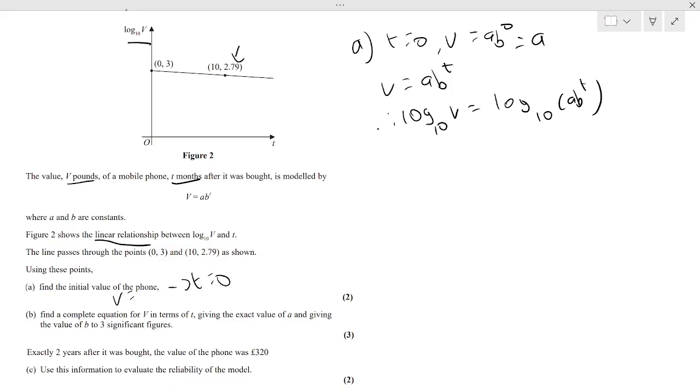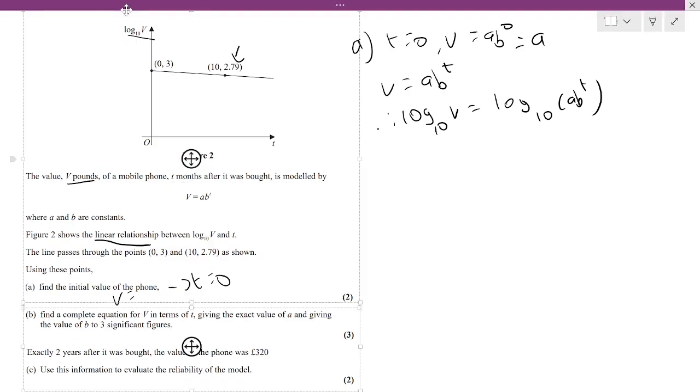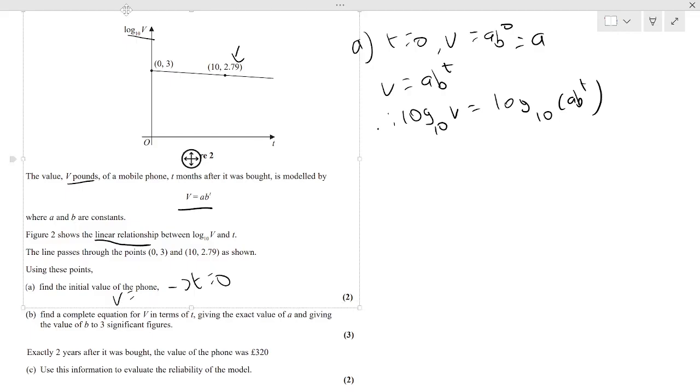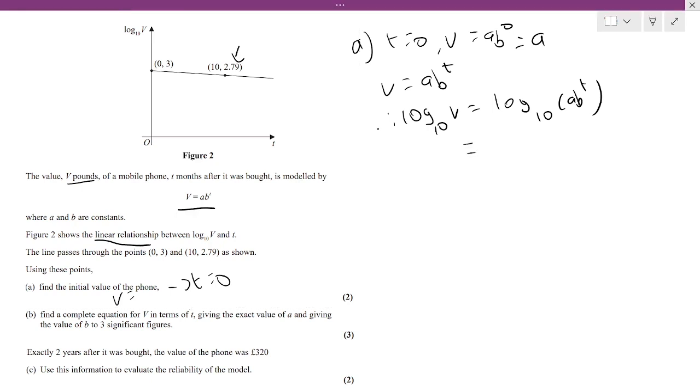And that's going to be always the way you tackle these questions. When you're given a log sort of model like this, if the graph's in logs, you're going to have to take logs on the equation, right? This is essentially linearizing the graph. And you can see because it's now linear. And that's the strategy. Always take logs of your equation if it's given in logs in the graph or the model. Okay, so now we can use log rules to separate this. So we can say it's log 10 of a add log 10 of b to the t.